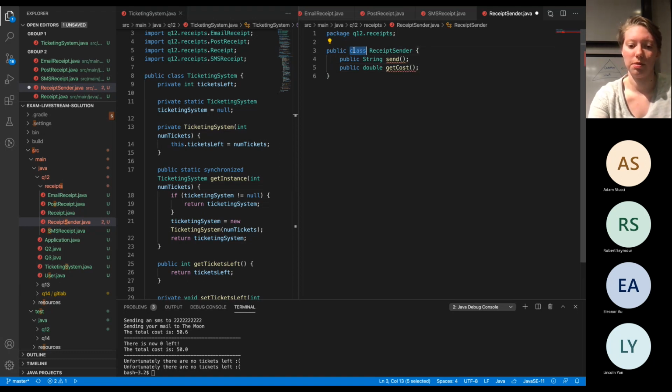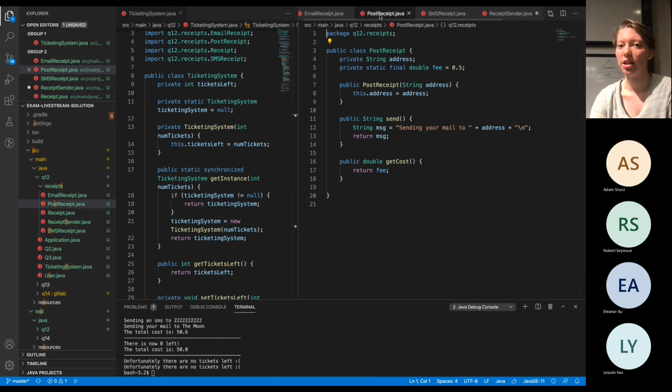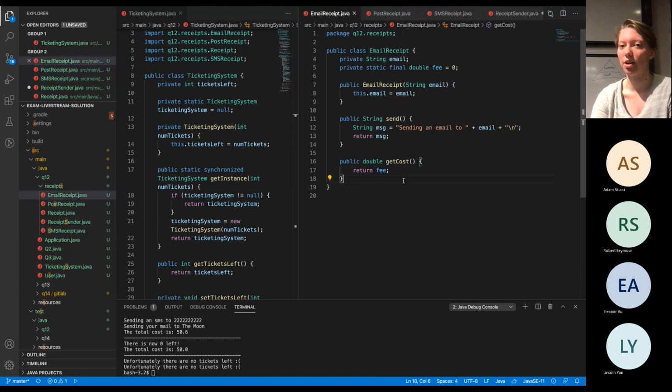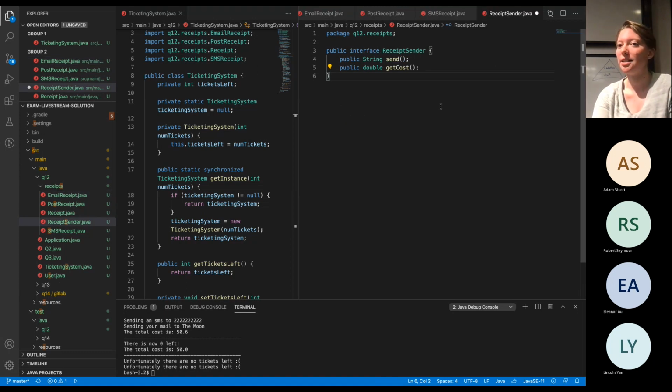And then change this to public. Cool. And they're like, okay, well, we now have a starting point. So we now know that our SMS receipt, our post receipt, and our email receipt, all of our different types of receipts, they need to be of type receipt sender.